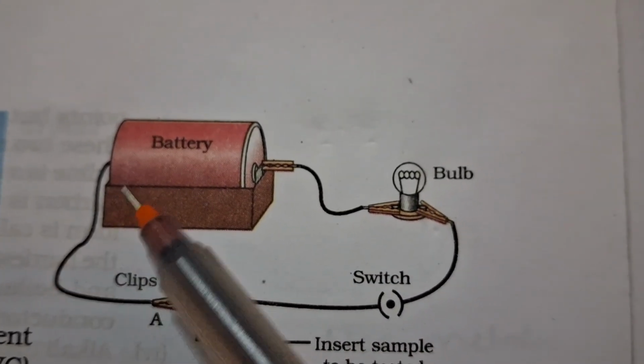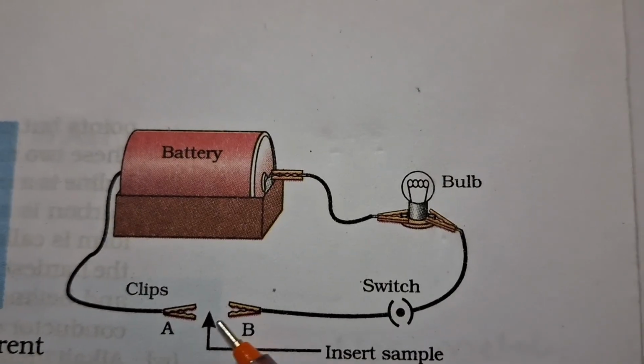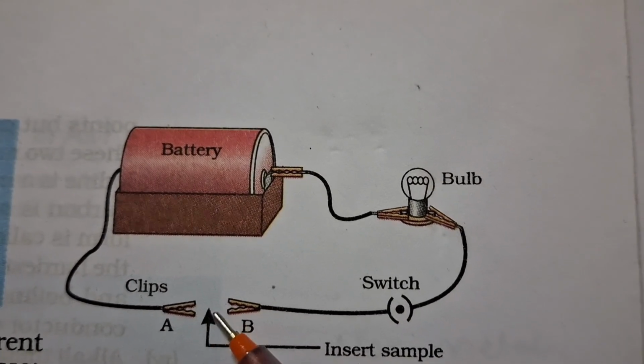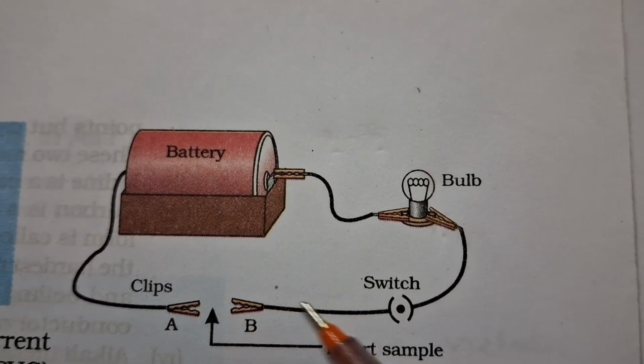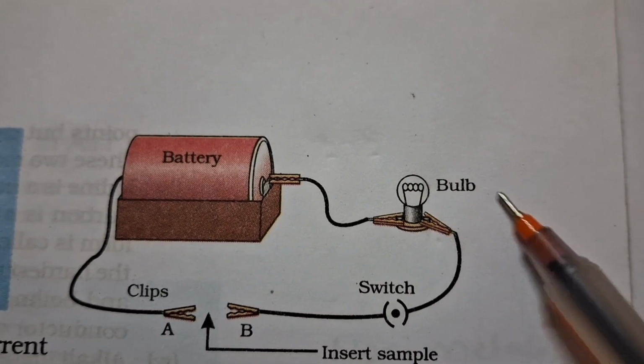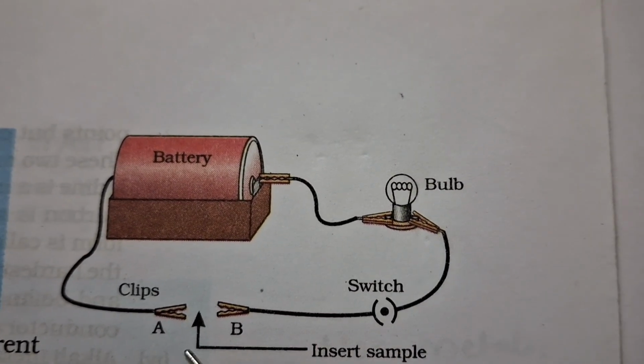The clip is here, and another wire is taken. Any metal to be tested for whether it is a good conductor of electricity, you have to fix it here. When you switch on, the bulb glows. If the bulb glows, it's a good conductor.